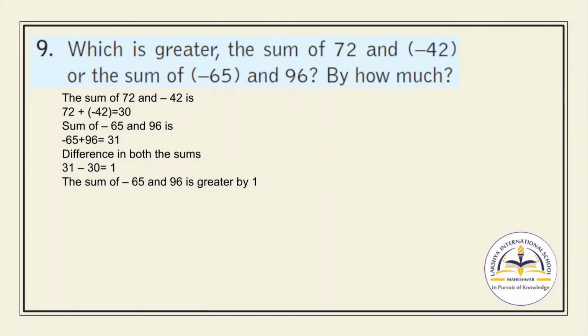Which is greater, the sum of 72 and minus 42 or the sum of minus 65 and 96? By how much? So the sum of 72 and minus 42 is 30. Now the sum of minus 65 and 96 is 31. Now we have to find the difference. Difference means you have to subtract them. So 31 minus 30 equals 1. So it is greater by 1.